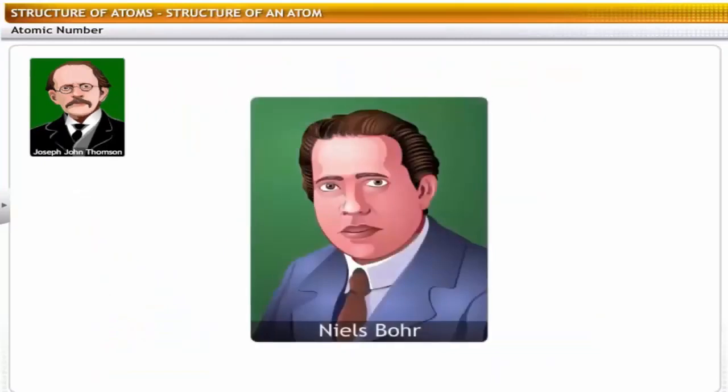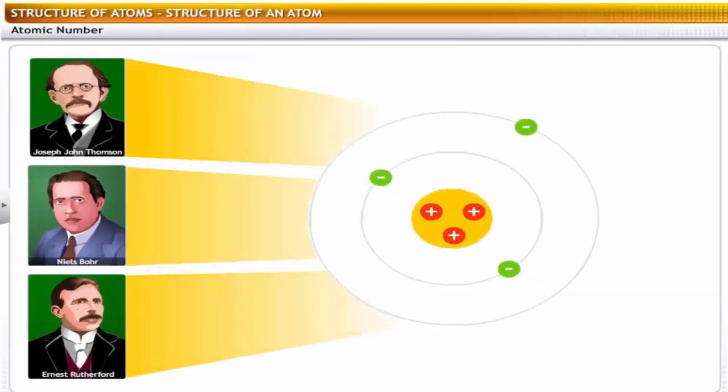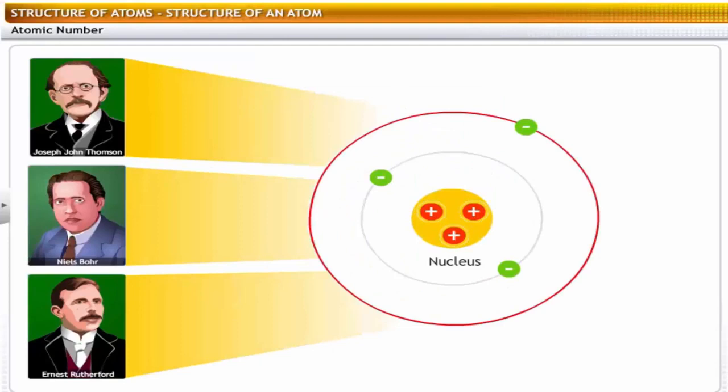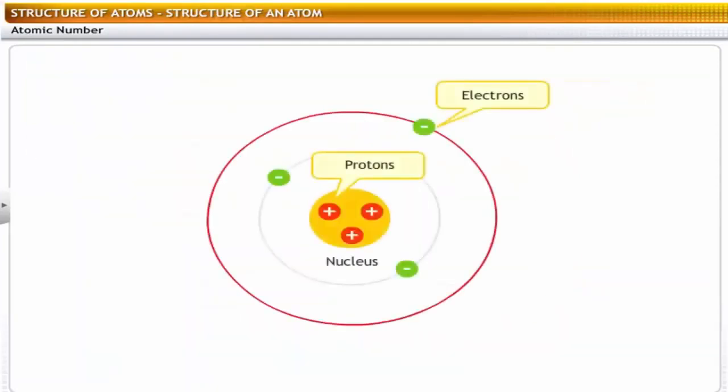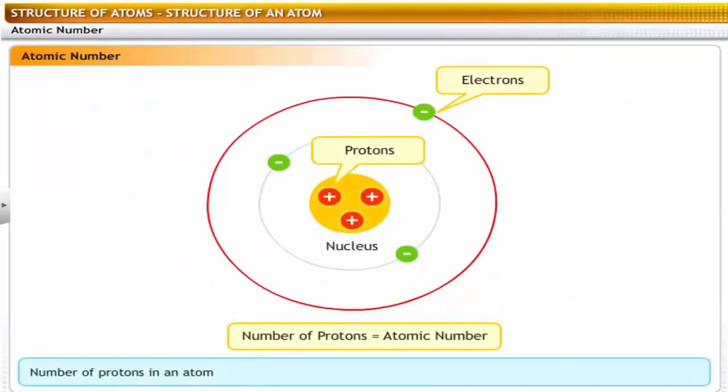Scientists propose that an atom is made of two kinds of particles. The positively charged particles are protons, and the negatively charged particles are electrons. Every atom of an element has a fixed number of protons in its nucleus. This fixed number of protons is referred to as an atomic number. This number is constant for an element. It is represented by the alphabet Z.